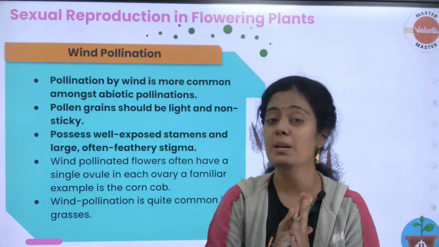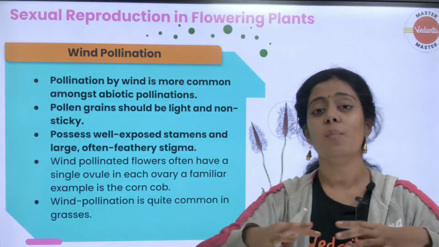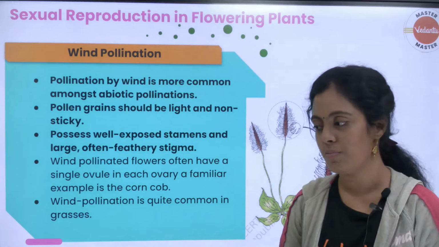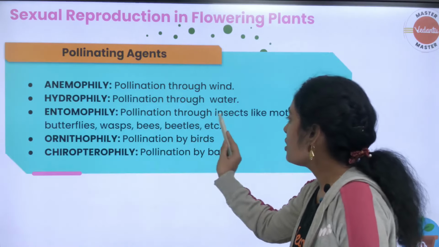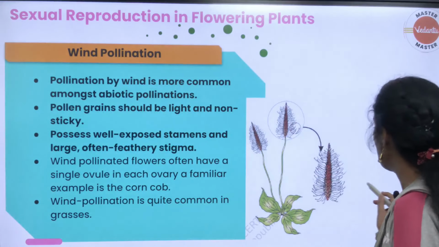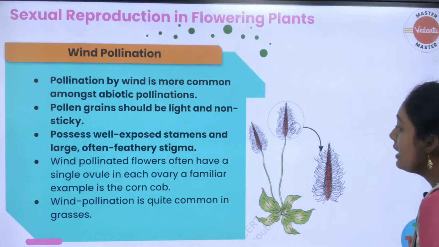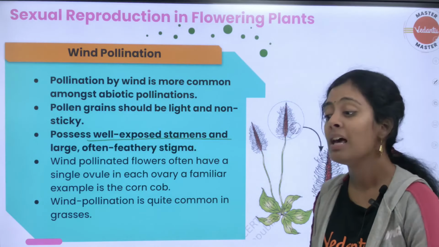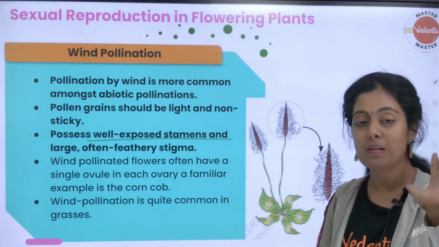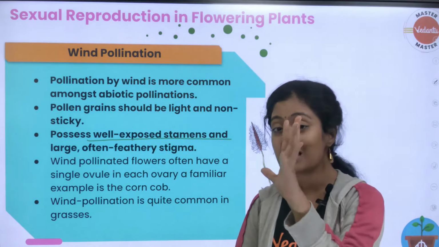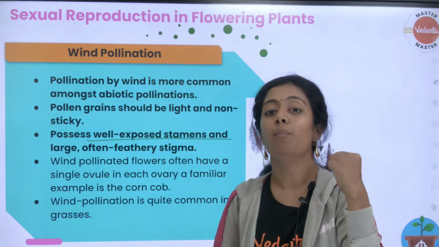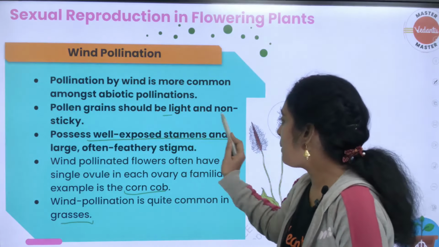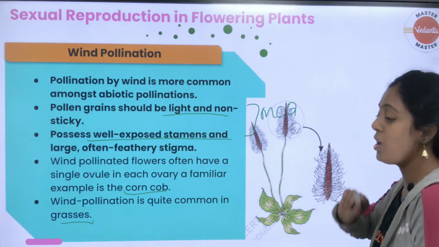Yes, now let's discuss wind pollination. In wind pollination, the wind is the most common abiotic agent that helps in pollination. So you should understand here, the pollen grains should be light and non-sticky. And they possess well exposed stamens and large, often feathery stigma. This feathery stigma will be able to capture the pollen from the wind. They are usually exhibited by corn and also by grasses. Both are potent MCQs, they can be asked as an MCQ in your board exam.